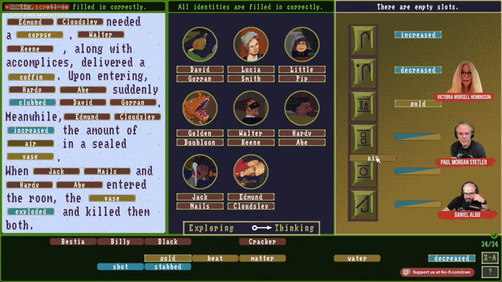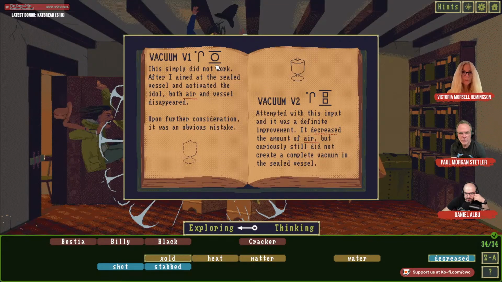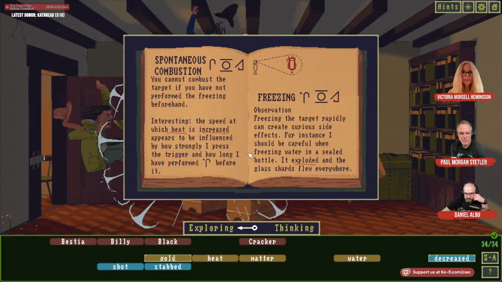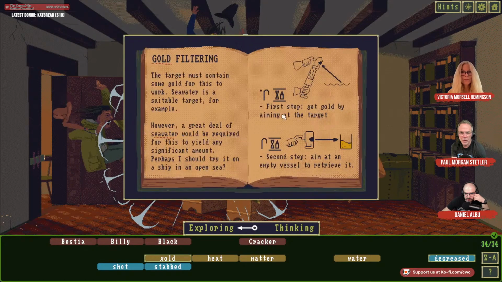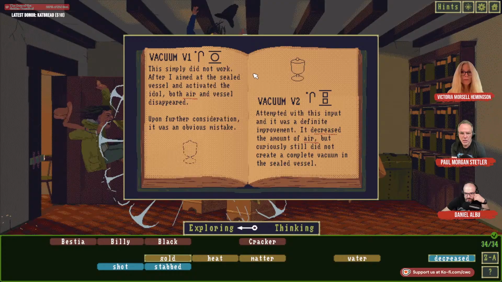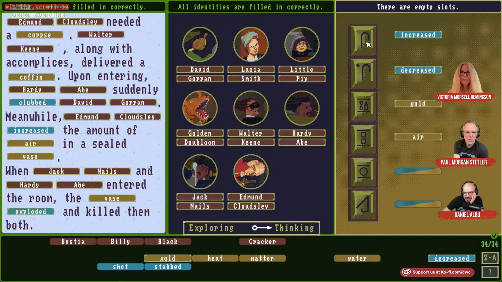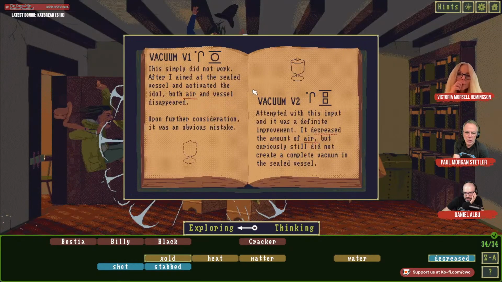To decrease. I don't know, air. Oh, air. Yes. Then we have this one. I don't know. And then we have the last one, which is this one, freezing. Yeah. Oh, but this one also has that. Hmm. Well, one of them might be heat. Oh, so it's a combination of these things. So, wait. It's probably heat and water.